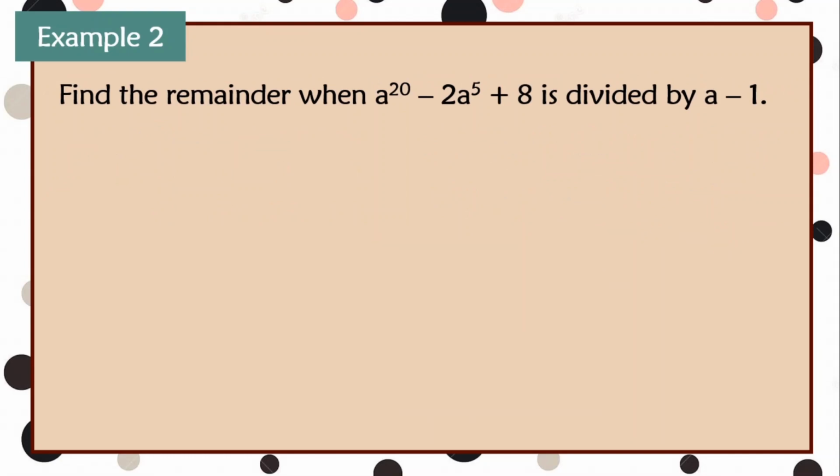Find the remainder when a raised to 20 minus 2a raised to 5 plus 8 is divided by a minus 1. As you can see, the degree of the polynomial is 20. So what is the best way to solve for the remainder of this polynomial? Okay, that is the remainder theorem, because we would have a long solution if we were going to use synthetic division, since the degree is 20. So for our solution, use the remainder theorem.